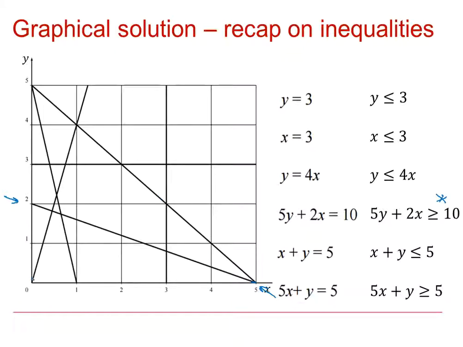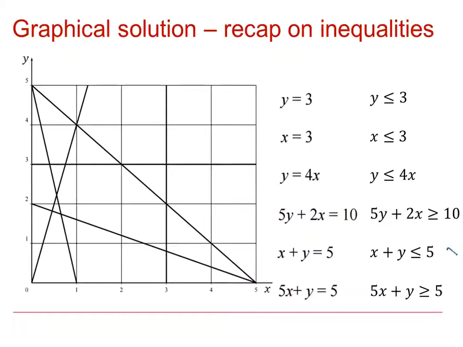Another way of checking, if you're not sure, is to test the origin. Is it true that 5 nothings plus 2 nothings is more than 10? Well, that is not true. So the origin fails the inequality. So the origin is on the side of the line that we want to shade out, because the inequality failed when we subbed in 0, 0.